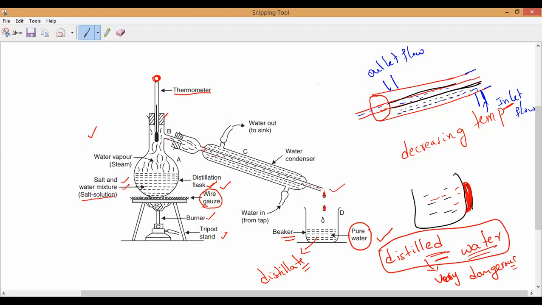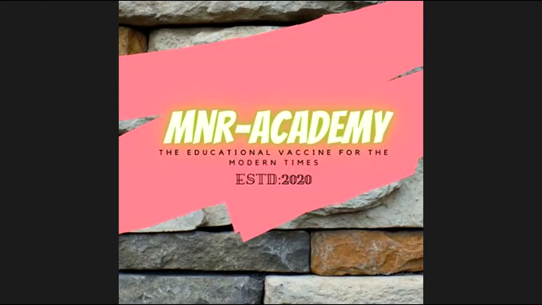This is called the distillation technique, for separating a volatile substance from a non-volatile substance. Now, I will show you simple distillation. Observe very carefully how simple distillation is set up.